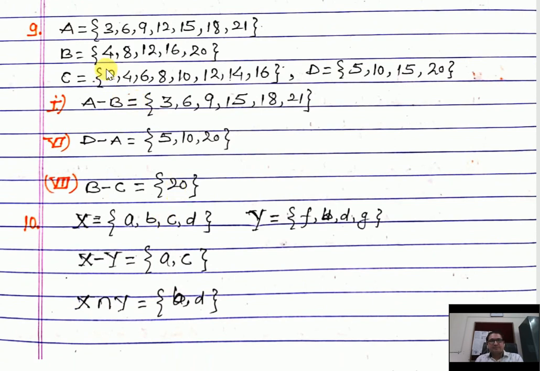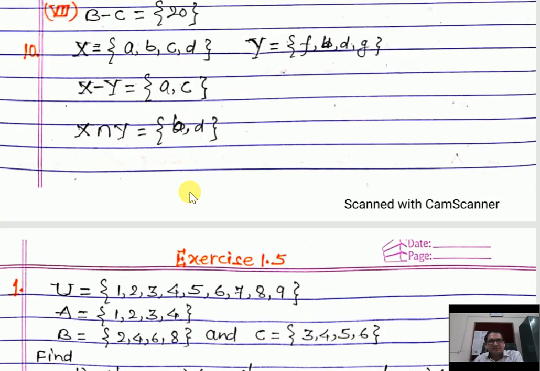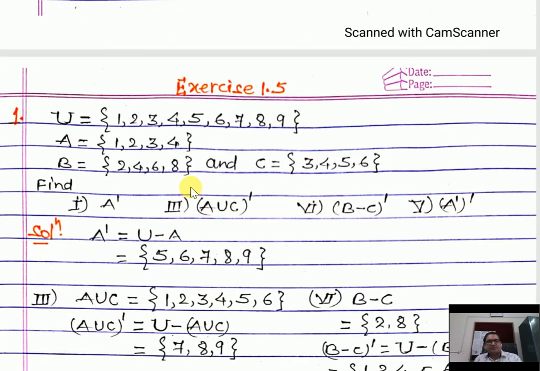B minus C. Now all elements of B except the common elements. Again, X minus Y means all elements of X which do not belong to Y. Now intersection, common value.